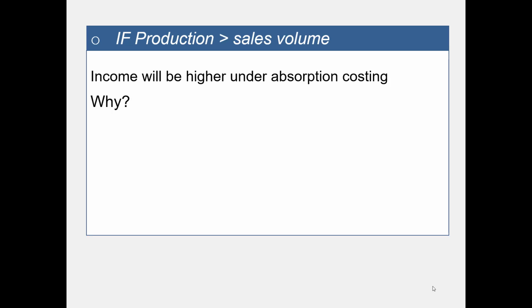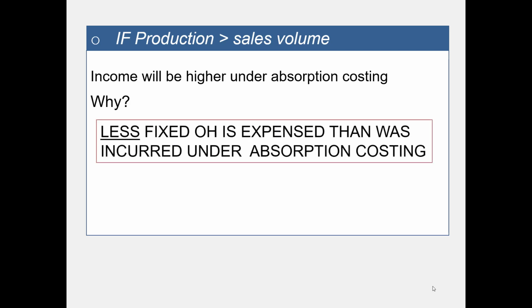Now, if production is greater than sales volume, like KMA, our previous example, where they produced 2,000 units and sold 1,200 units, income was higher under absorption costing. And the reason is that less fixed overhead was expensed than was incurred. In the KMA example, they incurred $600 of fixed overhead, but only expensed $360 under absorption costing. And that's why income was higher.